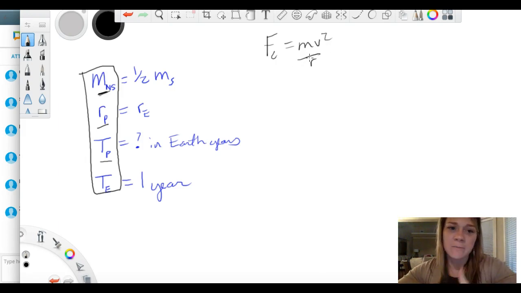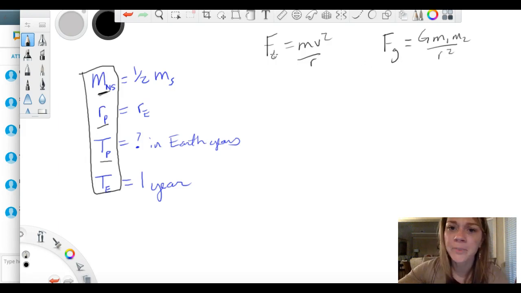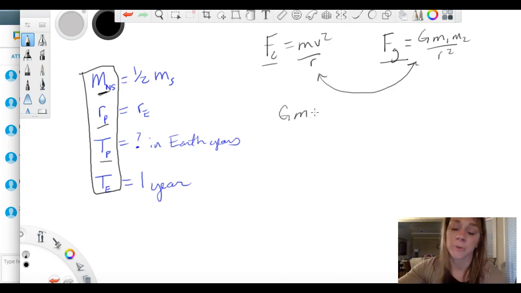So centripetal force is mv squared over r. I know that the centripetal force in this case is a gravitational force. And the gravitational force for an orbiting body, since we're not on the surface of a planet, is going to be big G m1 m2 over r squared. Because the gravitational force is the centripetal force, I'm going to set these two equations equal to each other. And we get G m1 m2 over r squared equals mv squared over r.